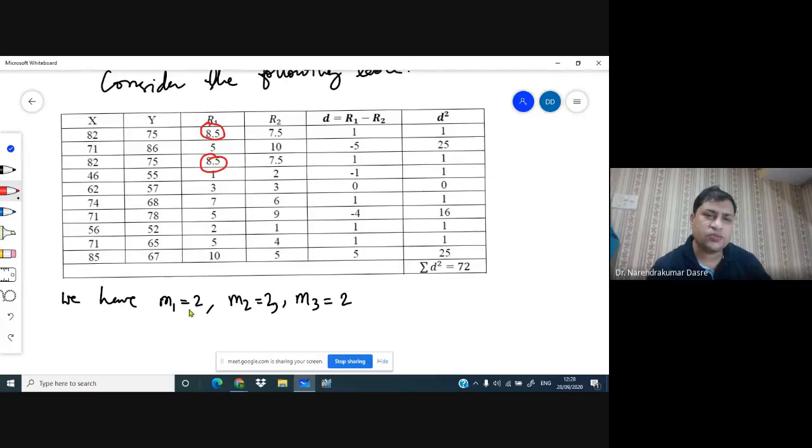Okay, so I have considered m1 as 2. Then how many times is this rank repeated? This rank is repeated 3 times, so m2 is equal to 3. And then the next rank is repeated 2 times, and hence I have considered this to be 2. So the first rank is repeated 2 times, the second rank is repeated 3 times, and the third rank is repeated 2 times. Okay, so once you have this idea, we are able to use the formula.